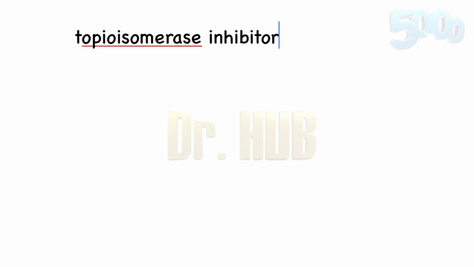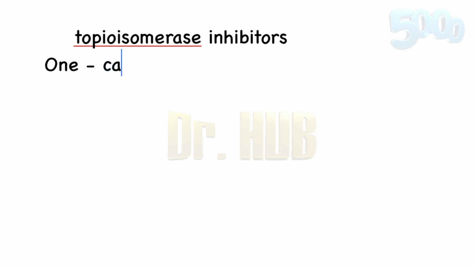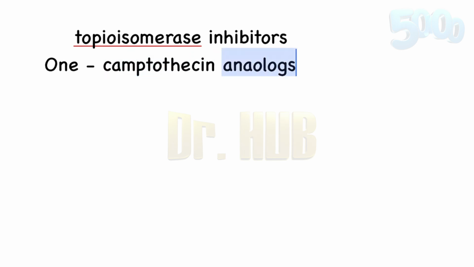What are the topoisomerase inhibitors? This includes the first one, the topoisomerase 1 inhibitors, that is the camptothecin analogs, and this includes irinotecan as well as topotecan.